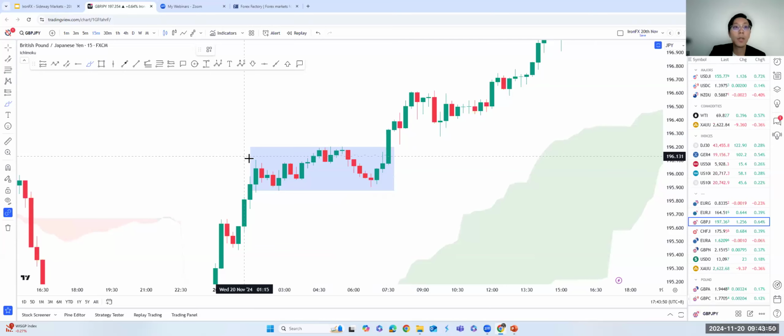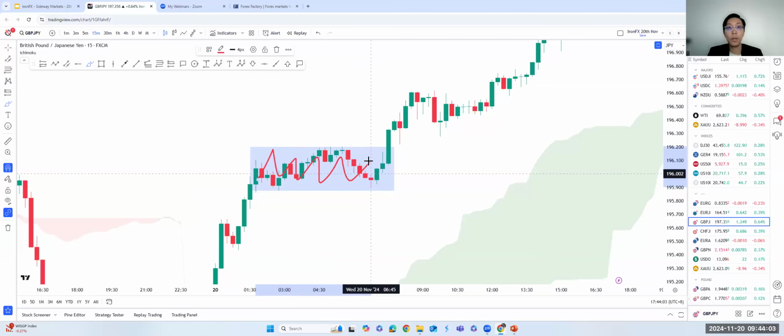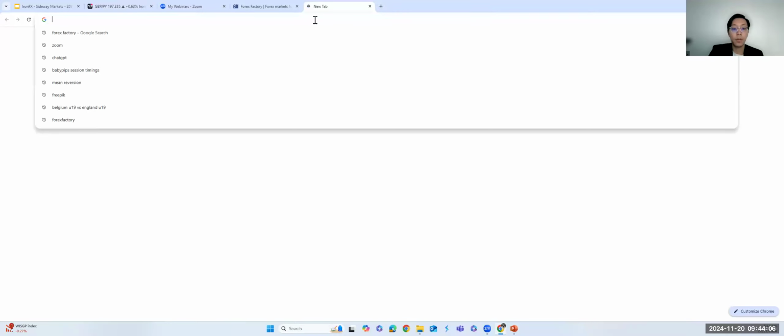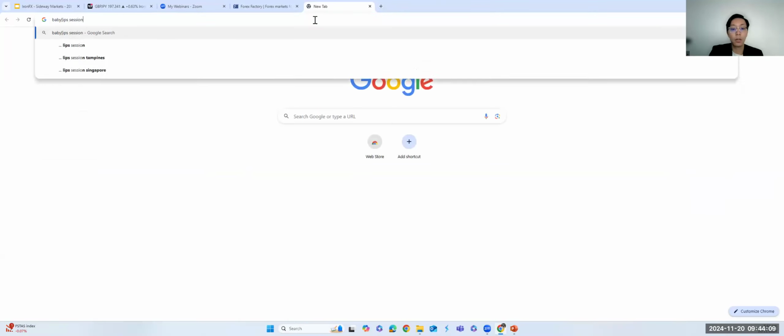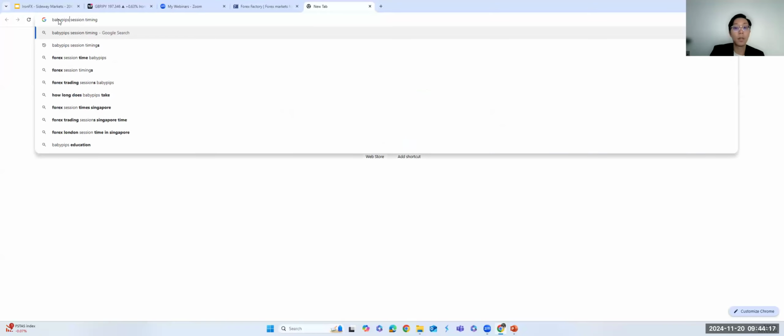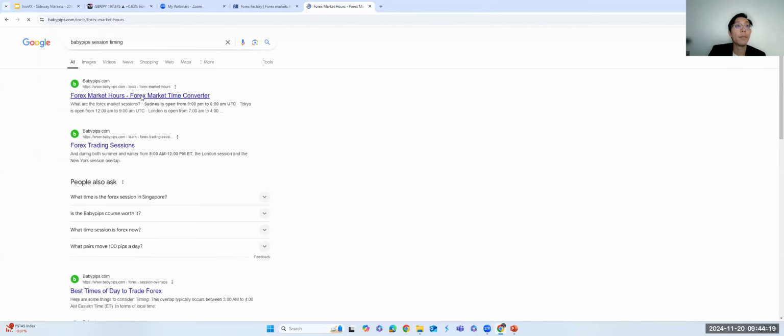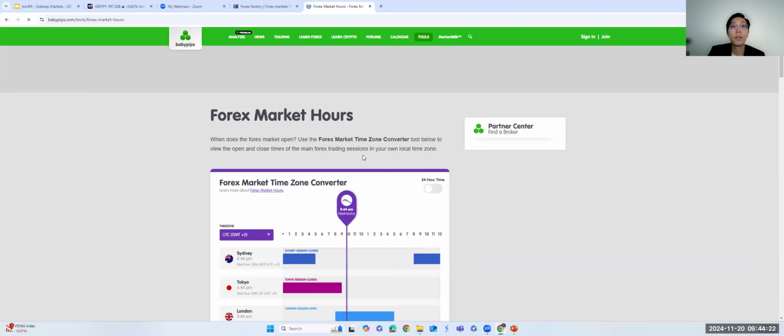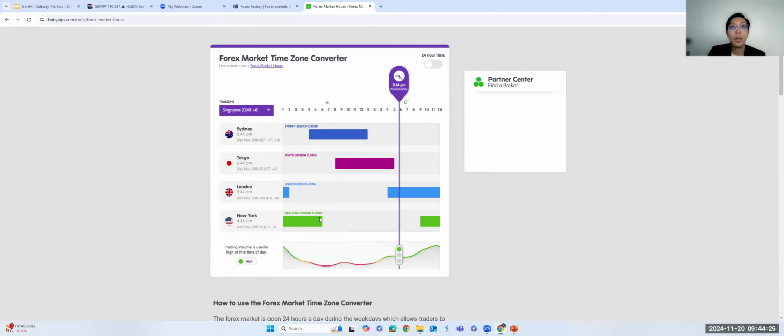What time is this? Oh, but it's not really a time that I would trade. Because you see right here, 1:30 a.m., it starts to consolidate. If I were to show you the Babypips session timing. Babypips session timing. Yeah, this one, Forex market hours. Okay, see, same thing. This AM.